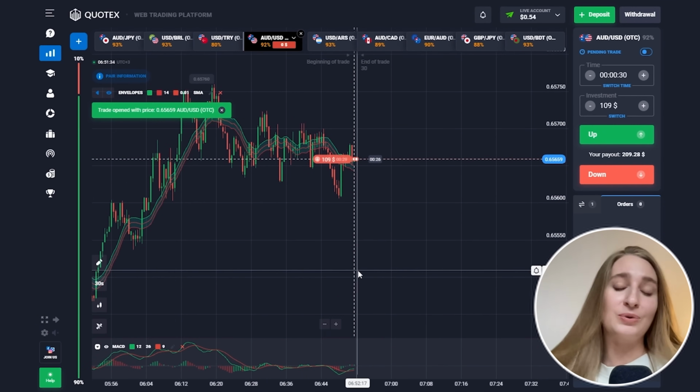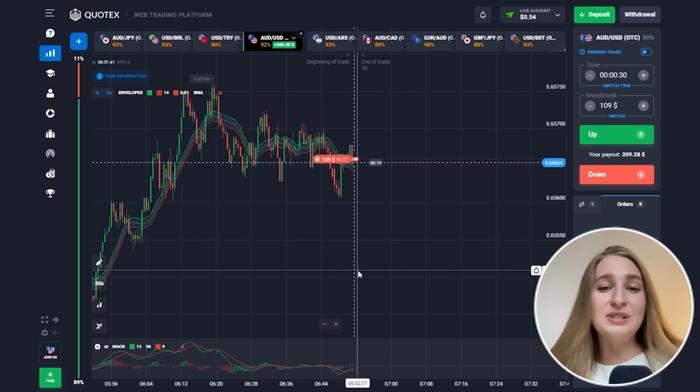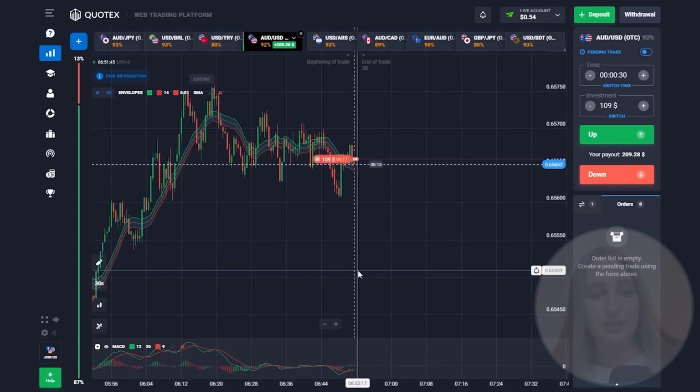I open on the downside. The price has already reversed, and according to the envelopes indicators, we can also notice that the general price movement is moving downwards, and the deal was open in the same direction.